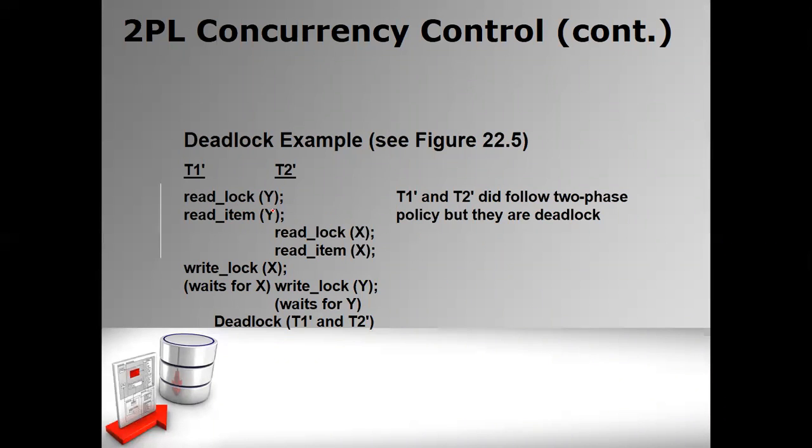Here we have the read lock on Y. We can read the data item Y. Then the transaction T2' has a read lock on X and it can read the data item X. Now the transaction T1' wants a write lock on the data item X. So T1' is waiting for T2' to release the read lock, that is the shared lock that is held on the data item.